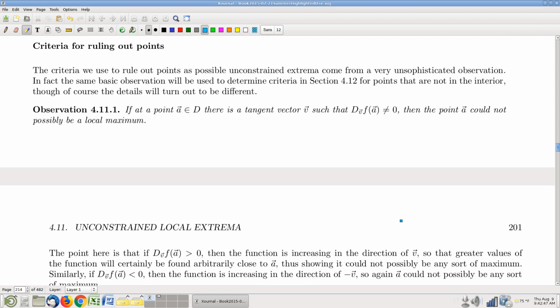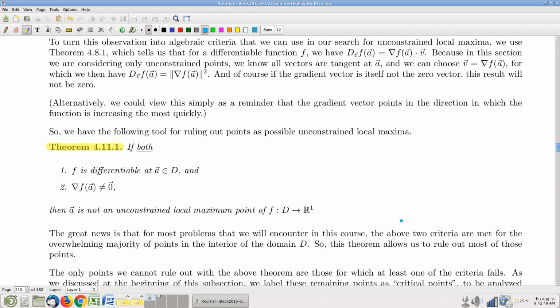Here's the idea. I'm just going to skip to the punchline. This is pretty easy to justify without the details of the argument, and that is if you find a point where the function is differentiable and the gradient is non-zero, there's no way that that's a maximum point. So this is our process of elimination. Now let me explain why.